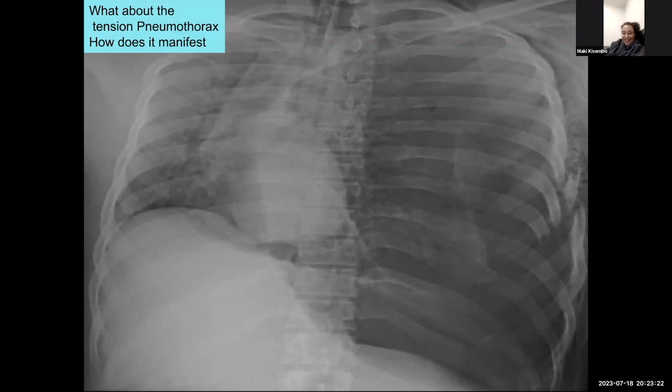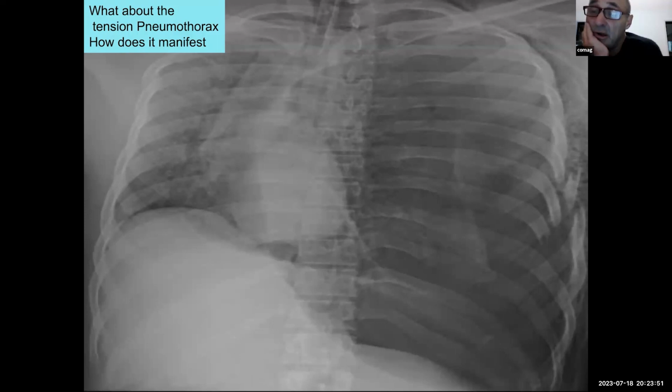So as Marky asked with the heart, if we were to stick or bruise our heart and bleed into our pericardium, we would get the same effect on a normal chest X-ray because the heart can't fill, cardiac tamponade. It would be a normal chest X-ray because we can't see around the heart. Both will give you obstructive shock.